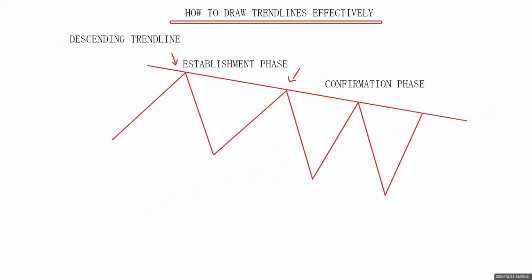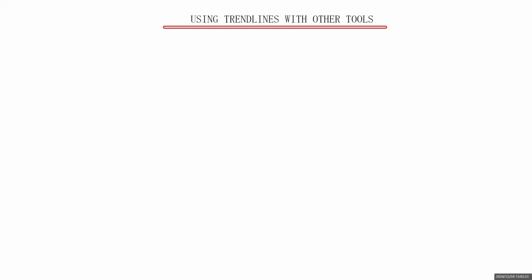Okay, so if price keeps respecting it, then price has confirmed that the bears are still in charge. While if price violates it, it now means that the bears are no more valid and price is now bullish. Okay, so this is how to draw trend lines effectively, and this is very, very important in the accuracy of you drawing trend lines.